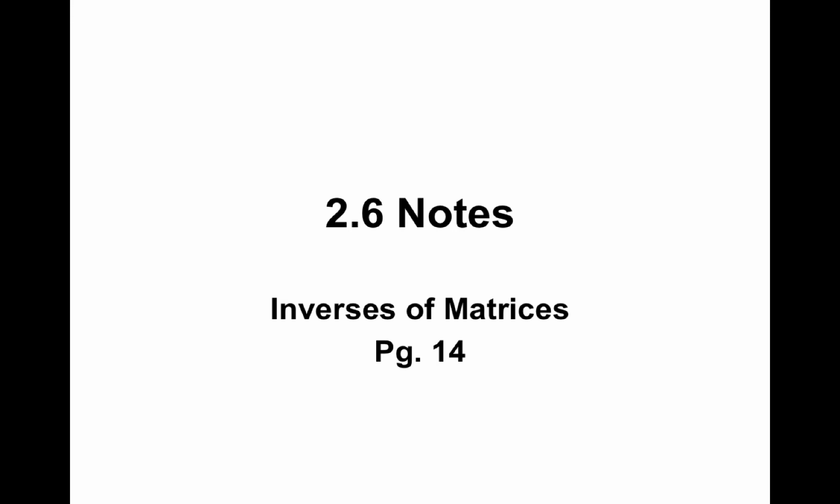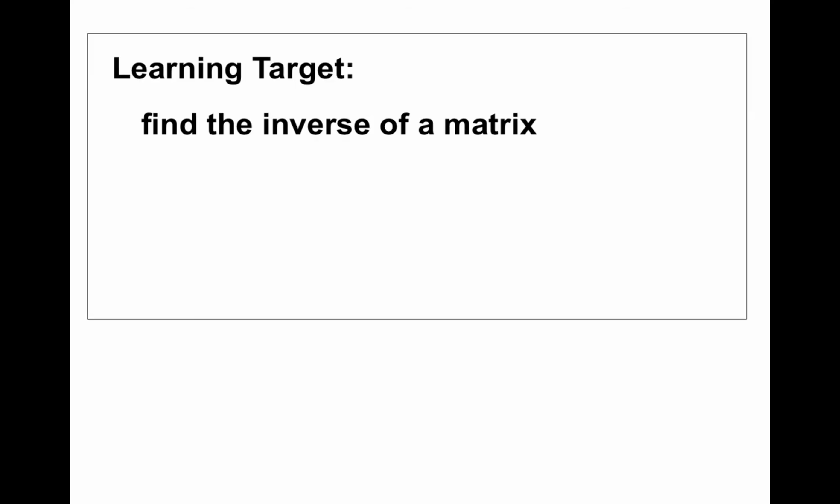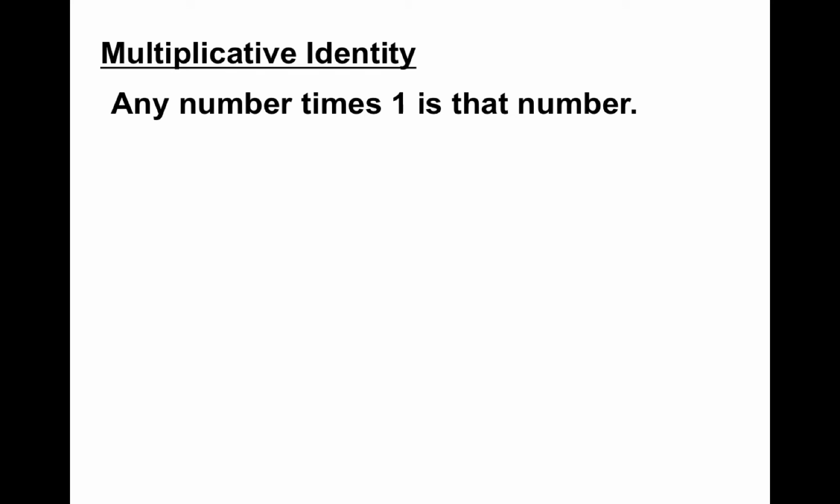All right, 2.6 notes. We're going to find the inverses of 2 by 2 matrices. So the learning target is to find the inverse of a matrix. The multiplicative identity says any number times 1 is that number. So A times 1 is A.